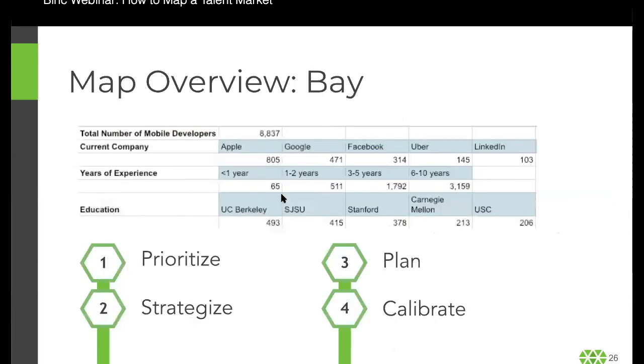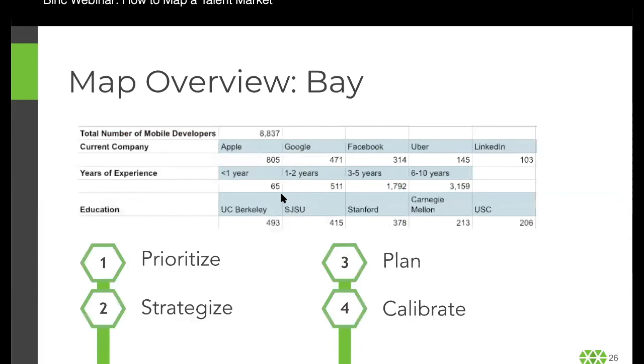So now that we've taken a look at the map overview of the country, let's localize our efforts to look at the map overview of the Bay. In this case, the top line number here, 8,837 mobile developers in the Bay, which came from our national map, can then be looked at in a little bit more of a scrutinized fashion around understanding where and at what demographic these individuals may exist across the Bay Area.